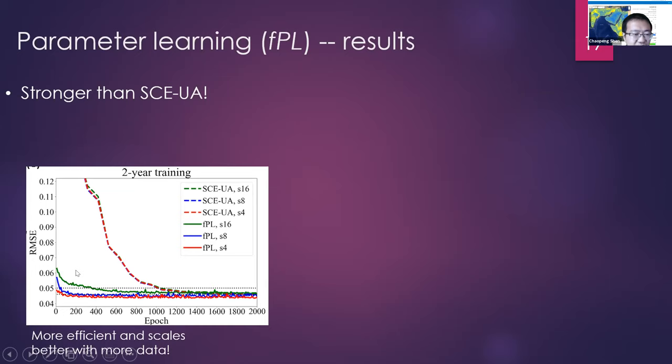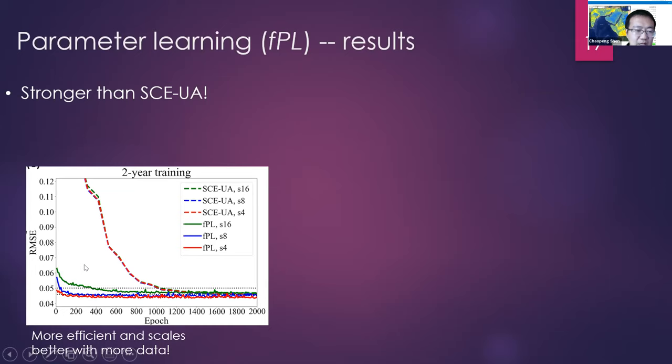So SCE-UA takes about 1,000 epochs to reach here. But look at a sampling density of S8, which for us means taking one pixel out of an 8x8 patch as the training data. For S8, we get to the same state in about 30 to 40 epochs. So that right there saves you 30 times, many times, 50 times more.